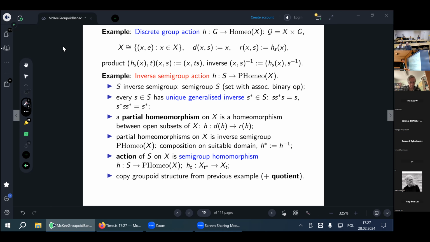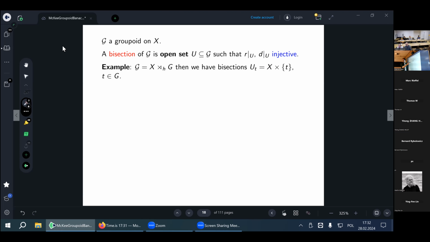So returning to our group action example, G acts on X by homeomorphisms. We have bisections given by these sets, the product of X with a singleton t. And this is a global bisection. We should think of this as t times the domain of the homeomorphism H_t. And from that point of view, it's obvious what a bisection for the inverse semigroup action is. We need to take X_{t star t}, the domain of H_t. These will be local bisections.